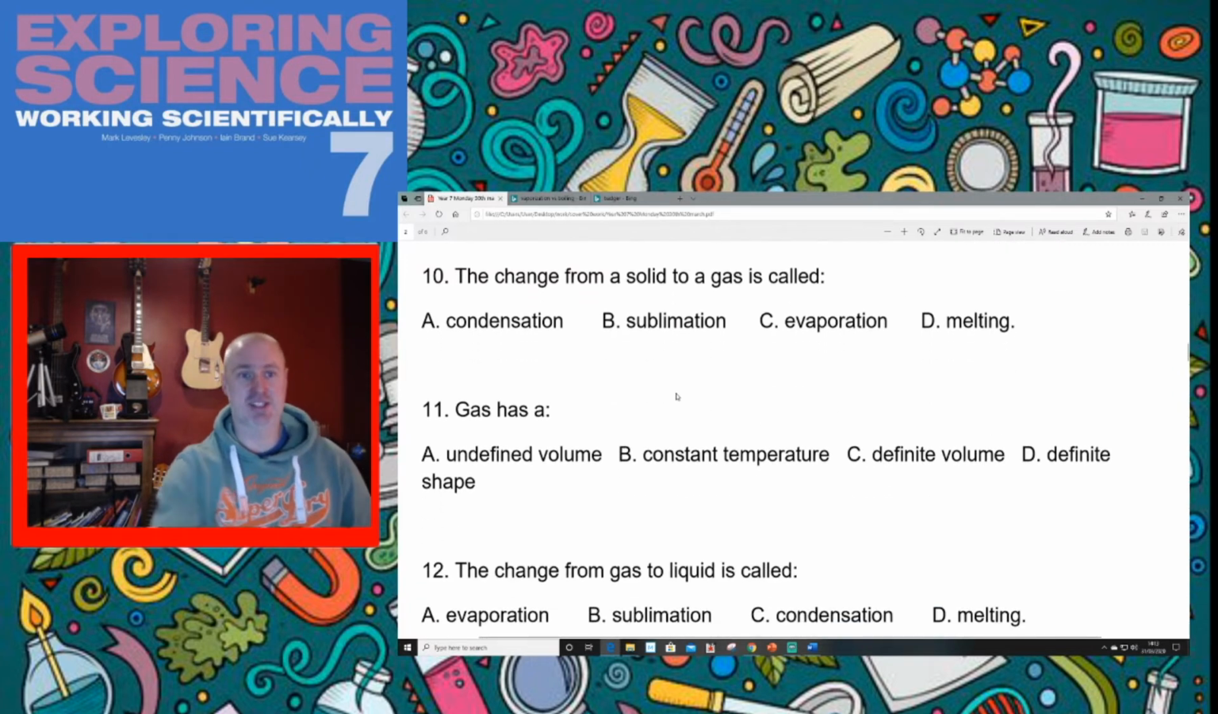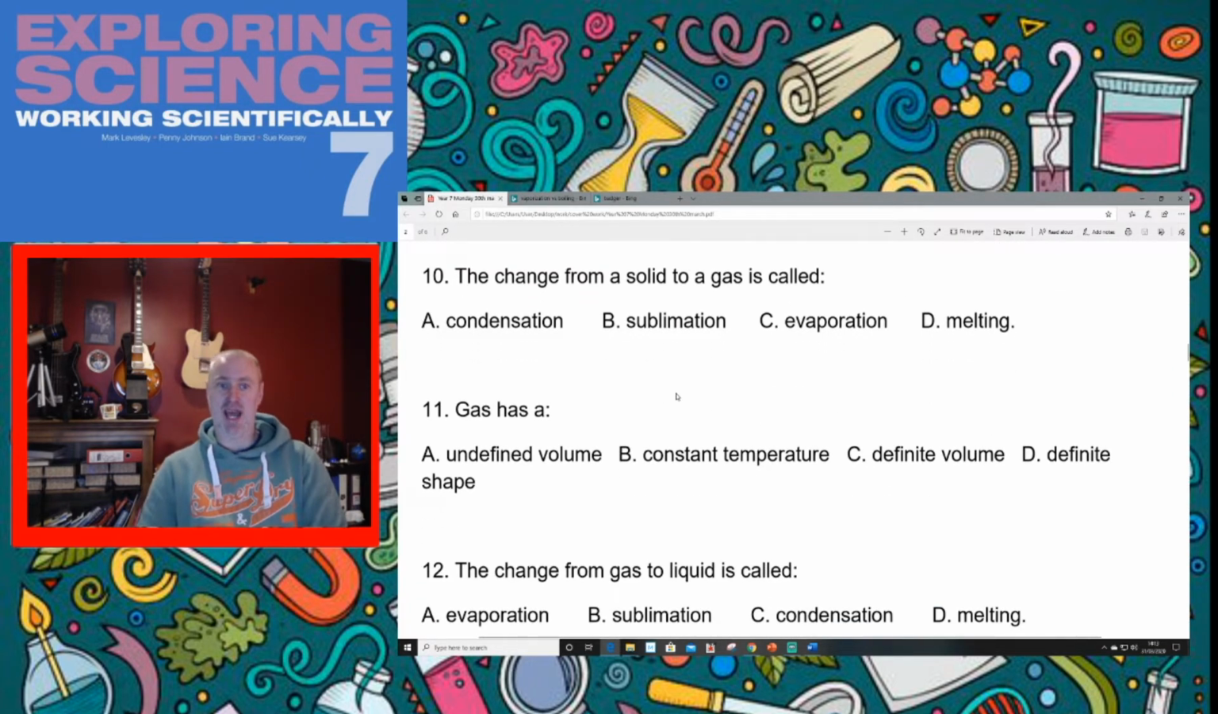Question 10, state of change, solid to a gas. You may be looking at option B there, and I know you've all done states of matter at the beginning of this year. You may recognize the word in option B, sublimation, as when we taught it as something that goes from a solid straight to a gas. So the answer is B.